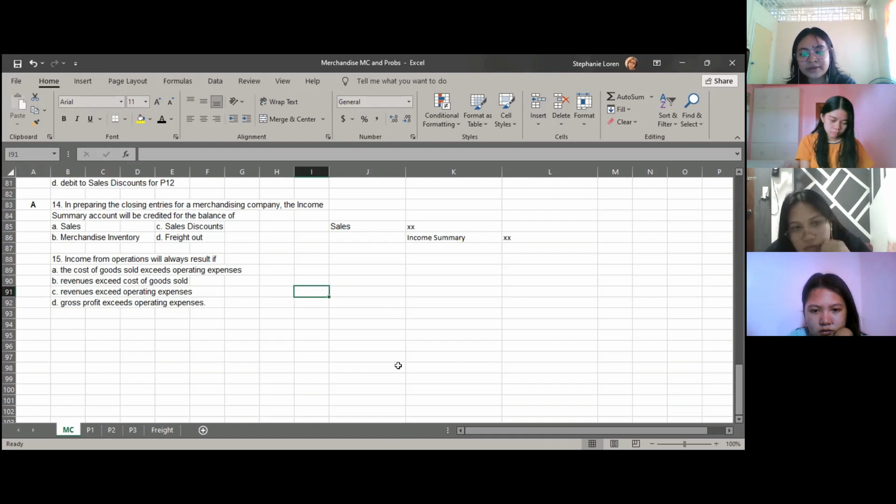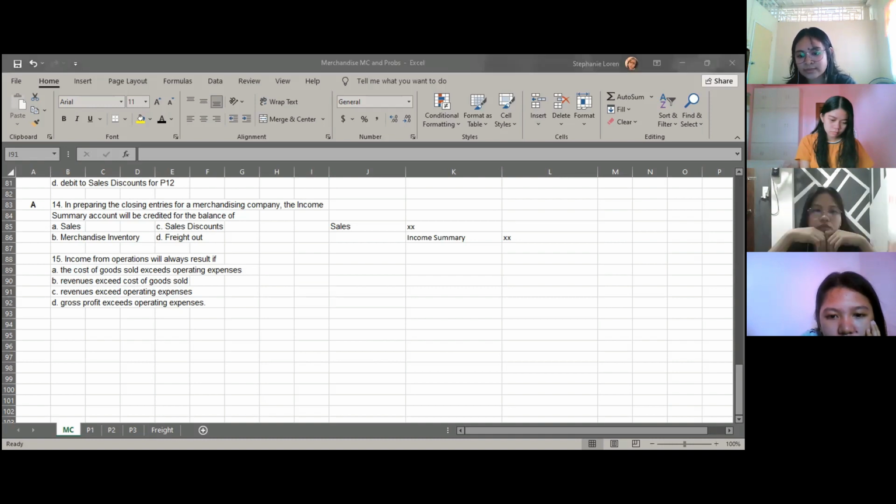Let me repeat. Income from operations will always result if A, the cost of goods sold exceeds operating expenses. B, revenues exceed cost of goods sold. C, revenues exceed operating expenses. Or letter D, gross profit exceeds operating expenses. So, Eli said letter A. How about the others?